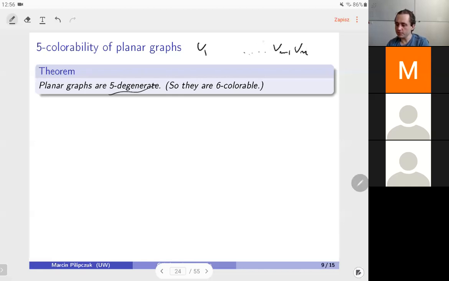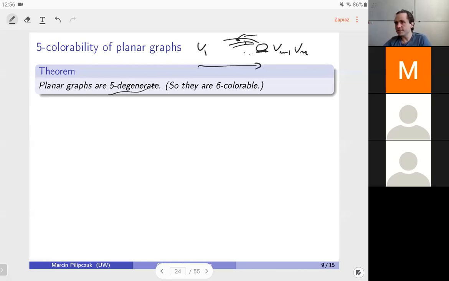And once you delete a vertex, it has at most 5 neighbors among the vertices that remain. So you can order the graph so that every vertex has at most 5 neighbors among the earlier vertices in the order. This is an obvious way of coloring the graph. If you want to color this graph with 6 colors, you color in this order, and whenever you look at the next vertex, only 5 colors are used among its neighbors, so there's a free color, and you can just greedily color the graph.